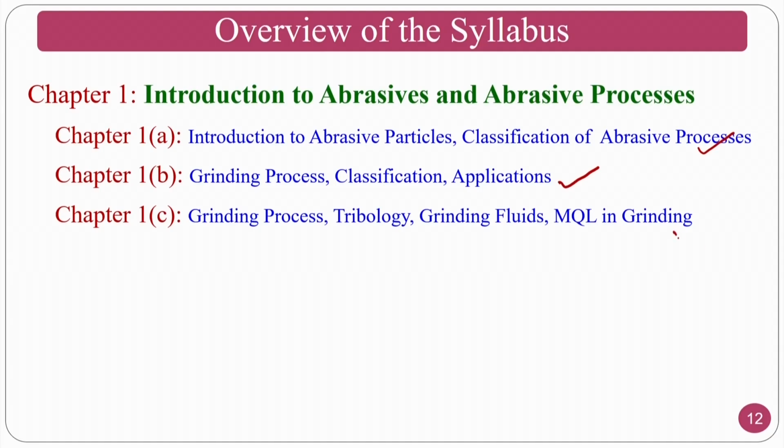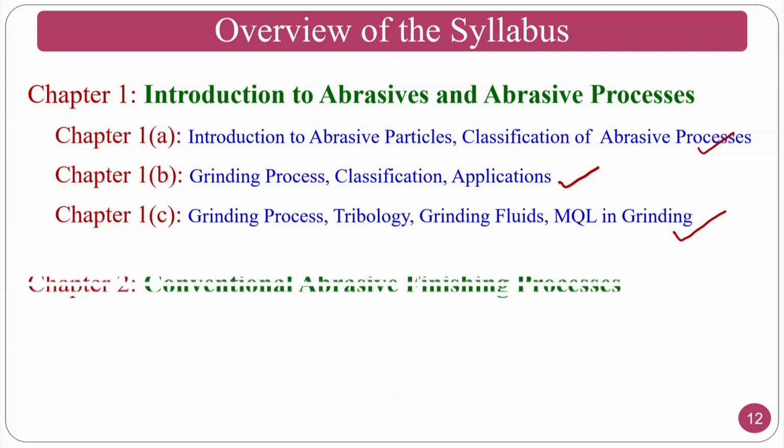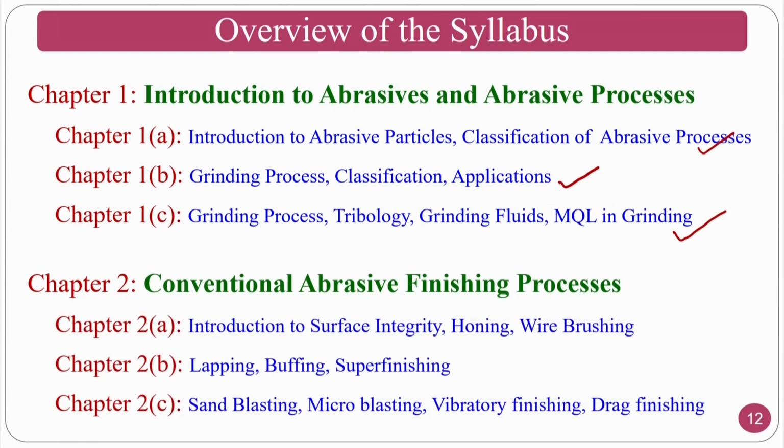The third one covers the grinding process, tribological aspects, grinding fluids and sustainable grinding and other things. Then come the conventional abrasive finishing processes like honing, wire brushing, lapping, buffing, superfinishing and other things. We also study what surface integrity is. Surface integrity refers to surface metallurgy plus surface morphology, and many other practical conventional finishing processes we will study in this chapter 2.